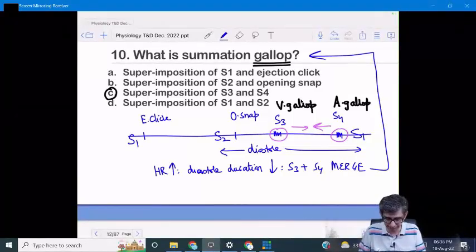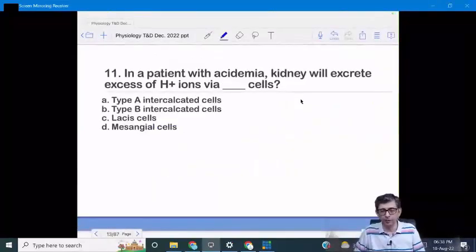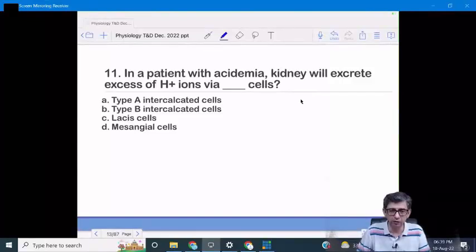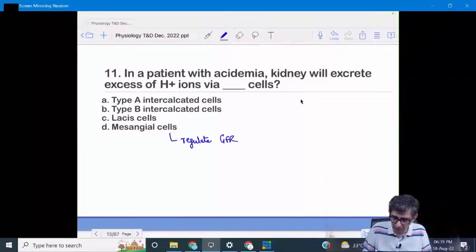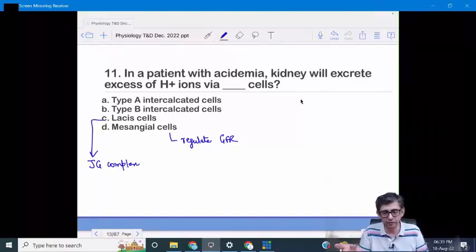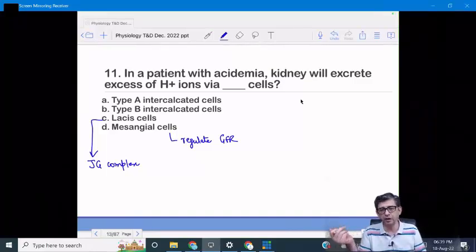Moving to question number 11. In a patient with acidemia, the kidneys will excrete the excess of hydrogen ions via which cells? There are certain cells in the kidney which do various functions. Mesangial cells regulate GFR, and the lacis cells are a component of the JG complex. Their work is only to provide structural support. So the answer cannot be C because it gives structural support. It cannot be D, which regulates GFR. You're left between type A and type B intercalated cells. So let's look at what you guys have answered.